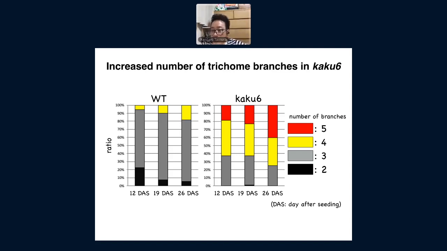Trichome branching is also affected by the Kaku6 mutation. In wild type, it is known that more than 70% of trichomes have 3 branches, and we cannot detect more than 5 branches. However, more than 40% of Kaku6 mutant trichomes have 5 branches, and 30% have 4 branches. The 3 normal branches of trichomes are just 20% in the mutant, suggesting that Kaku6 has a function involved in trichome morphogenesis, in addition to the nuclear and cellular phenotype.